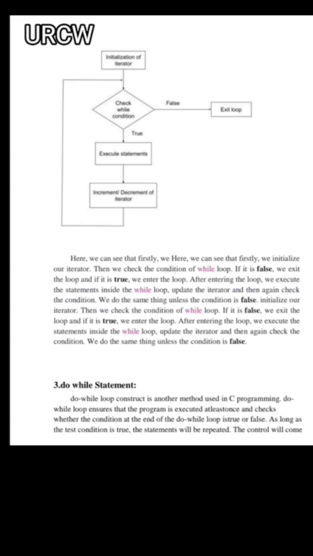Do while statement. The do while loop is another loop construct used in C programming. It ensures the block is executed at least once and checks whether the condition at the end of the do while is true or false. The do while loop has the following form: do, statement 1, statement 2, closing braces, while, condition.